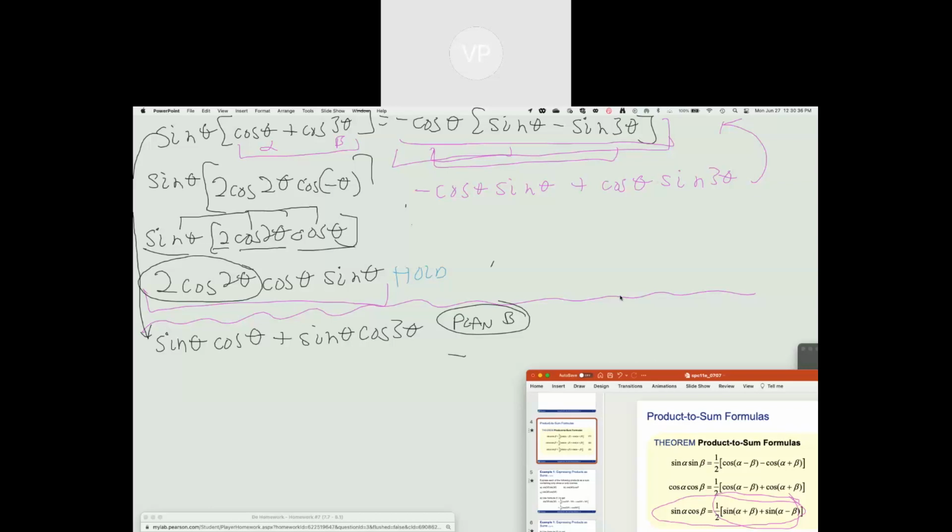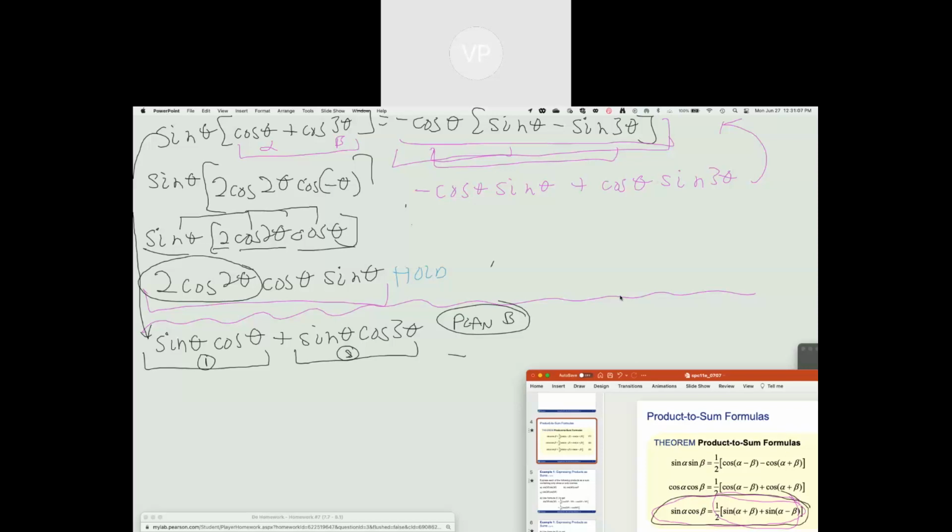Okay, so back to my plan B. Let's see if this works. Now, when I have this, I'm again trying to get to this right side. I have 2 products. Let's call this number 1 and number 2. In both cases, I have a sine times a cosine, so I'm going to use the formula that happens to be this one that I have in purple right there at the bottom. Okay, let's just see what we get here for both of them.